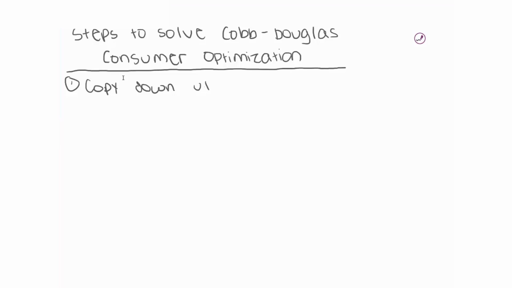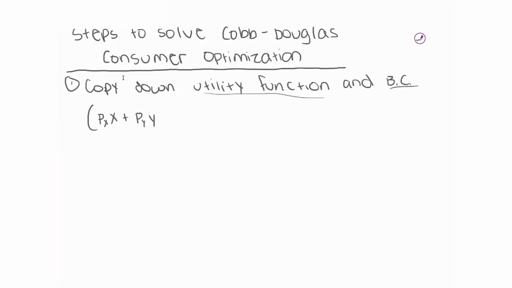Now, the first thing that we're going to want to do is to copy down our utility function and the budget constraint. The reason why we're doing this is just to get the ball rolling when we're solving. These are the two big formulas that we'll be using as part of our solving process, so we want to have those handy for later. And again, our budget constraint, the general formula for that is going to be px times x plus py times y equals m.